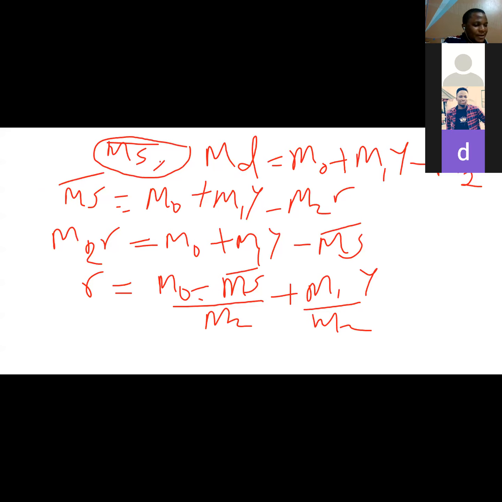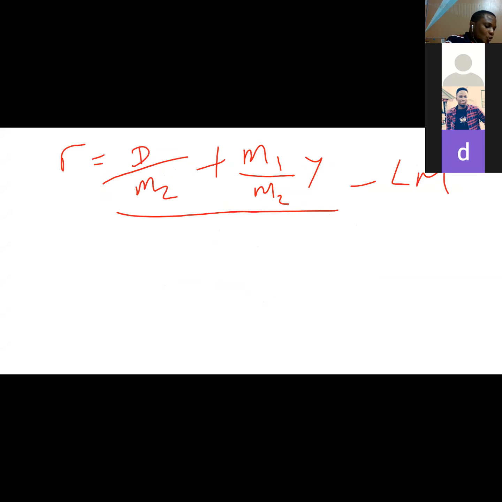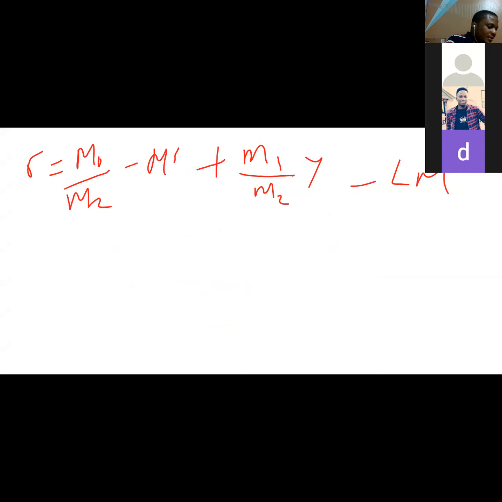I said M0 minus MS, they are exogenous. Since it is exogenous, let me call them one. I can also decide not to call them one. I might decide to separate them. For clarity, if I separate them, I will have R equals M0 over M2 minus MS bar over M2.